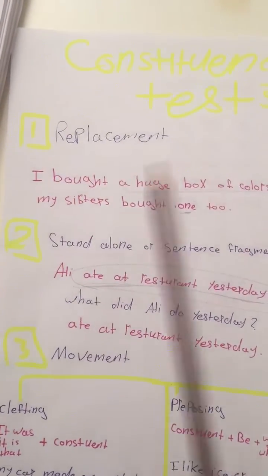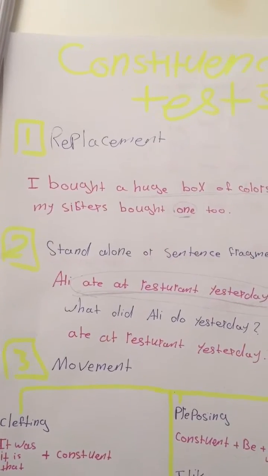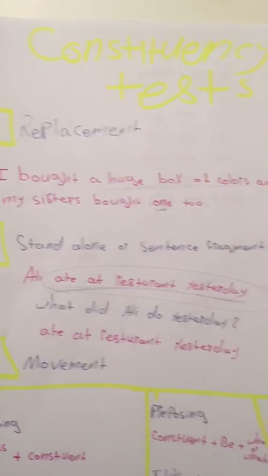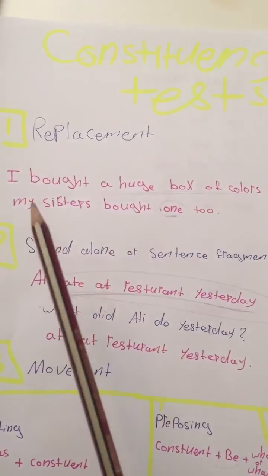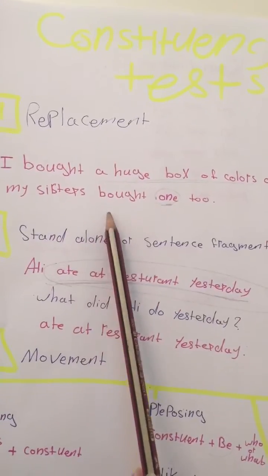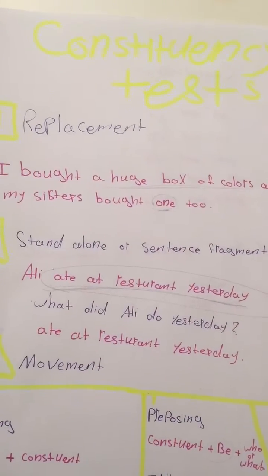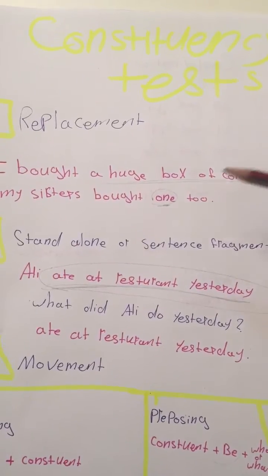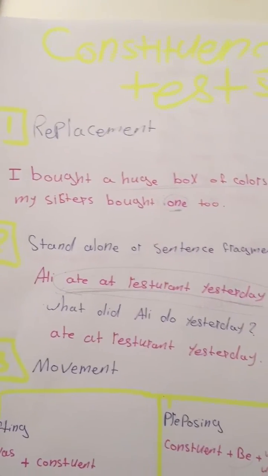Okay, we will start with the replacement. What is the meaning of replacement? It means that you can replace a group of words with a single word. And here is an example. I bought a huge box of colors and my sisters bought one too. Instead of saying a huge box of colors again, I said one. I replaced a huge box of colors with one.